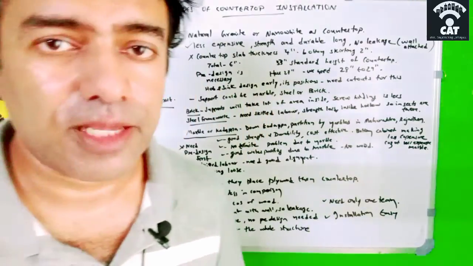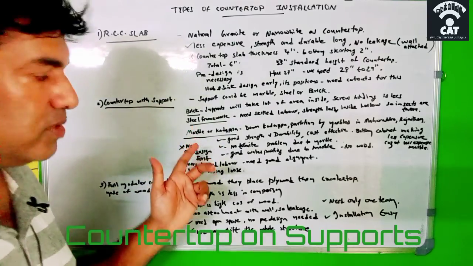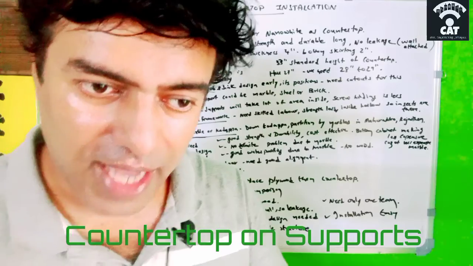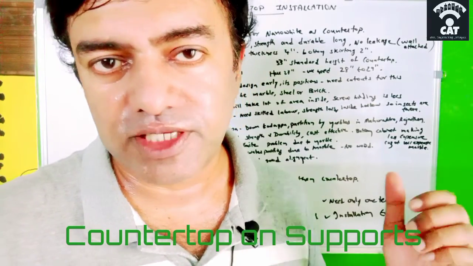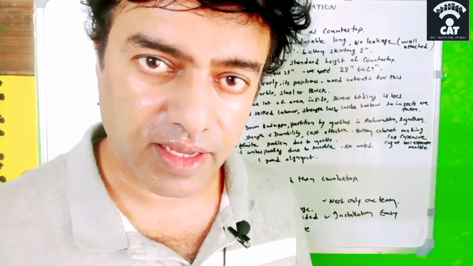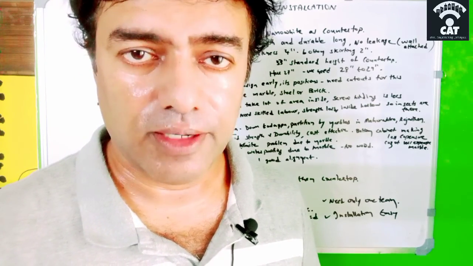The second type is countertop with supports. Countertop with supports consists of three types, that is, a countertop which rests on supports. Supports can be of different materials. One is of course brickwork, the second is steel work, which we can do for the support of the countertop, and the third one is marble.